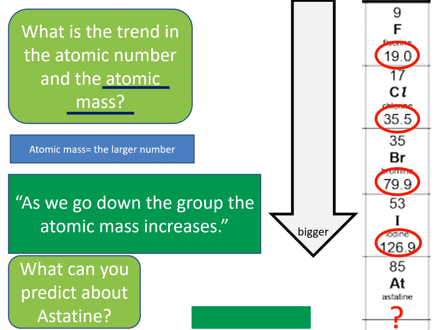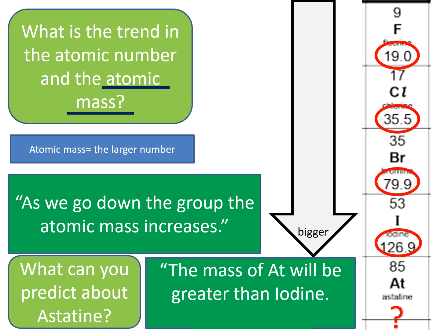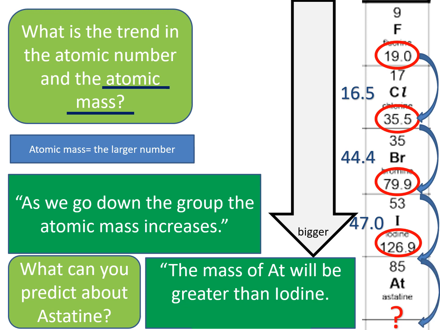So what do you predict about astatine? Well, I'm not going to have an exact number, am I? But I could predict that the mass of astatine would be bigger or greater than iodine. We know it's going to be a larger mass. Now, if I was being really on the ball, I might look at these numbers here and say, how much are they increasing by each time? There doesn't seem to be a massively clear pattern, but if I say I'm going to add at least 47, my mass for astatine is at least 173.9. So that's adding the 47 again.